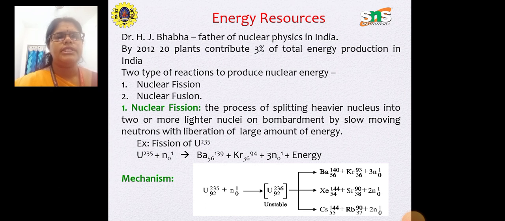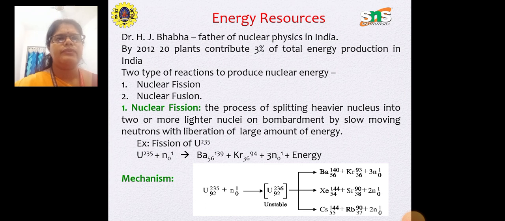Nuclear fission is a process of splitting a heavier nucleus into two or more lighter nuclei on bombardment by slow moving neutrons, with the liberation of a large amount of energy. A common example of the fission reaction is uranium 235. When uranium 235 is bombarded by a neutron, it gives barium 139 (56) along with krypton 94 (36) and 3 neutrons plus energy.